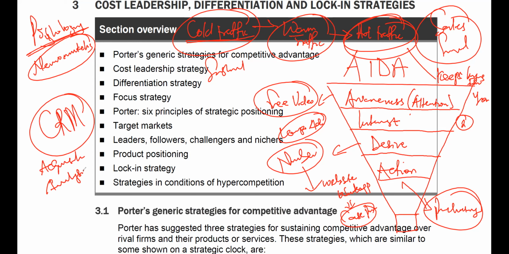So once you have been able to identify the client, you must be able to also what? Analyze them. You get it? What is the nature of the client? How do they engage with what you have? How do they like what you do? Do you get it? That is how it is.